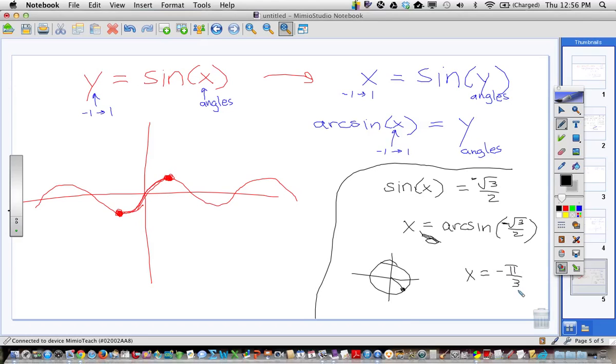Because again, our restriction is from negative pi halves to pi halves. So that's what the calculator is programmed to give, and it's programmed to give this as a function. So it only gives out one value, even though there are a lot of other places where the sine is negative root 3 over 2. It's programmed as a function to only give you the one output. Okay. Now, there'll be some issues that will come up on your homework.